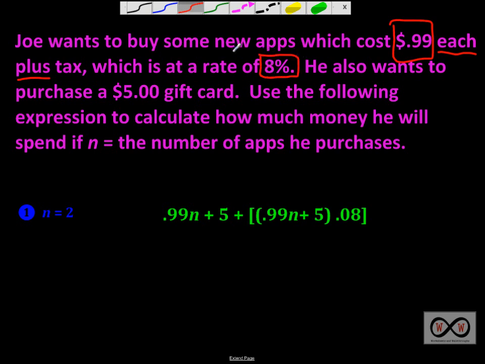And 8% can also be looked at as, if you think about it, percent means per 100, so that's 8 cents for every 100 cents or every dollar that he spends. So he also wants to purchase a $5 gift card. So he's looking at spending this amount of money as well. No matter how many apps he purchases, he's going to buy a $5 gift card.